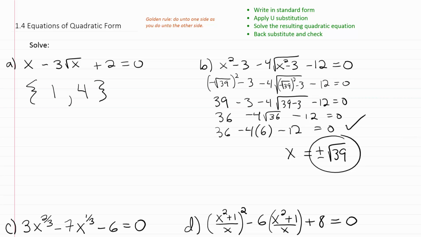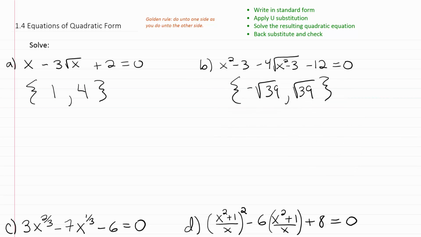So the square root of 39 is a solution for the problem. A negative square root of 39 is also a solution for the problem. As we mentioned, the negative or positive doesn't matter in this particular equation. So that means we have two solutions, plus and minus the square root of 39. All right, so let's do examples C and D next.